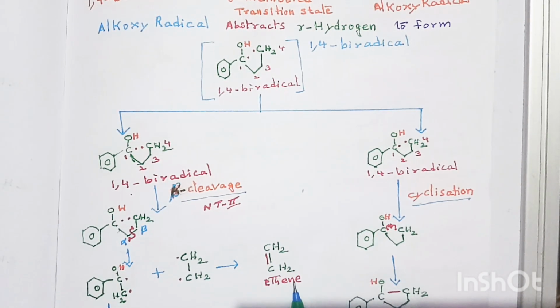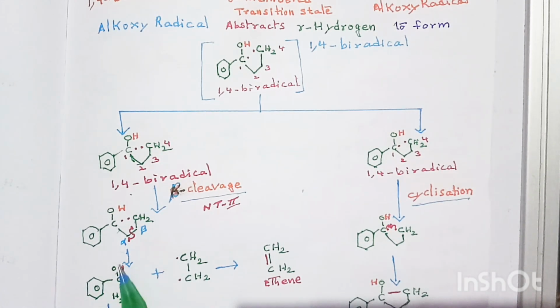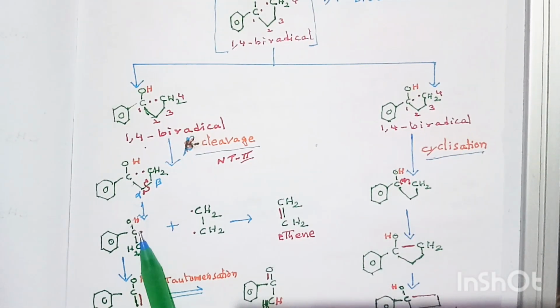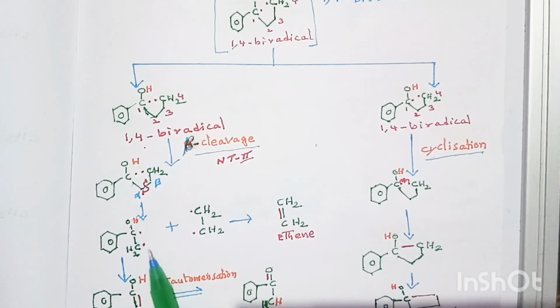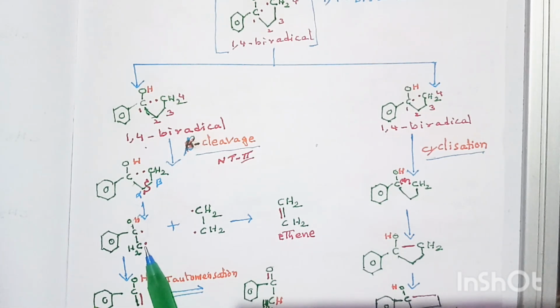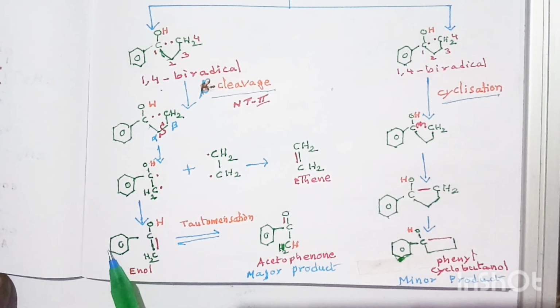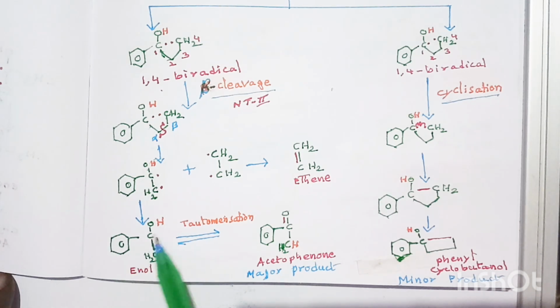This is ethene. Now here there is a radical already present on this carbon atom. A new radical is formed on this alpha carbon. These 2 radicals will join to form a new bond. As a result, we get C6H5, COH, double bond CH2. This is an enol.